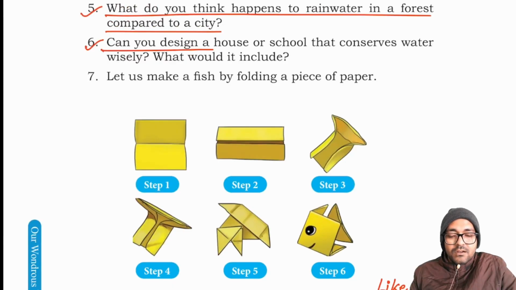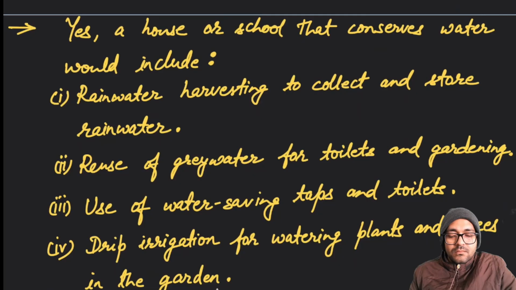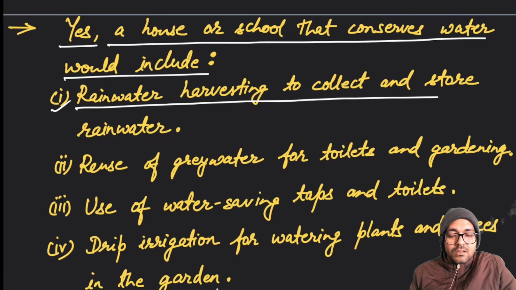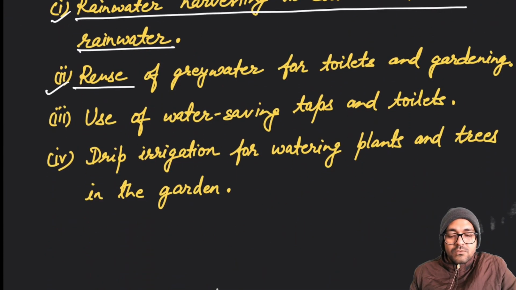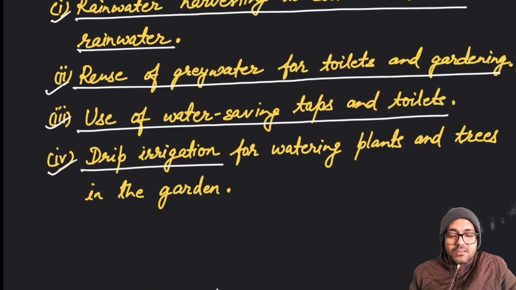6. Can you design a house or school that conserves water wisely? What would it include? Yes, a house or school that conserves water would include: 1. Rainwater harvesting to collect and store rainwater. 2. Reuse of grey water for toilets and gardening. 3. Use of water saving taps and toilets. 4. Drip irrigation for watering plants and trees in the garden.